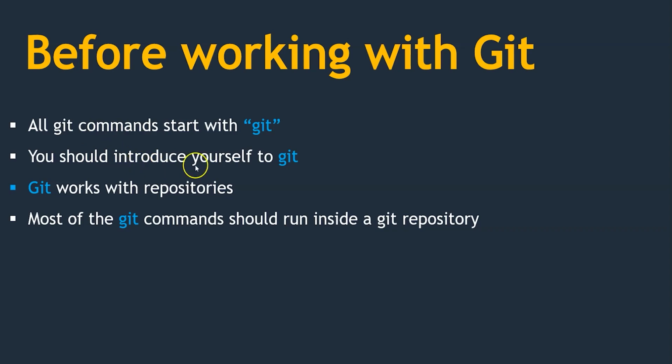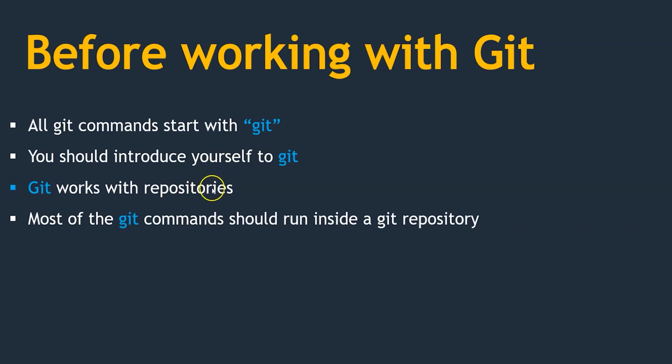Next, you should introduce yourself to Git. This we have already done. If you don't introduce yourself to Git while pushing your changes, you may face some trouble, or else it won't track your real name. It may give some random name. If you have random names in your commits, then we don't know who has done those changes.